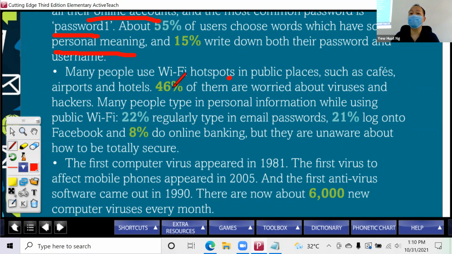Many people use Wi-Fi hotspots in public places such as cafes, airports, and hotels. Do you do that? Yes. 46% are worried about viruses and hackers. Now, what is the meaning of hack? What is the original meaning of hack? To break something? Like what?